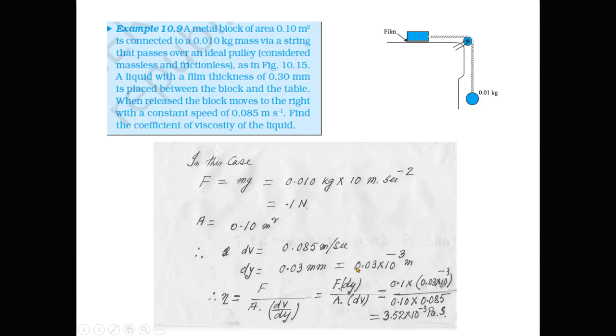0.03 millimeter means 0.03 into 10 to the minus 3 meter. Actually, all the quantities have been given in SI units, so you have to convert the value of the liquid thickness. Thickness of liquid is equal to 0.03 millimeter, that is 0.03 into 10 to the minus 3 meter. So we have to calculate the value of eta.